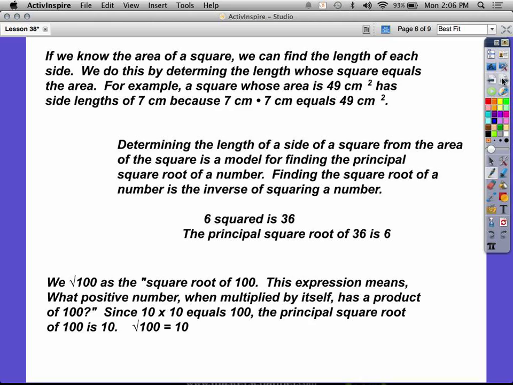So 6 squared is 6 times 6, it's 36. Okay? Our square root of 36 is going to be 6. So it's that what number times itself is going to equal that number. We say this is the square root of 100. Okay. It's kind of like a division sign, but has this little extra piece to it. Okay. Means what positive number when multiplied by itself has a product of 100. Okay. So we know that 10 times 10 equals 100. So the square root of 100 is going to be 10.